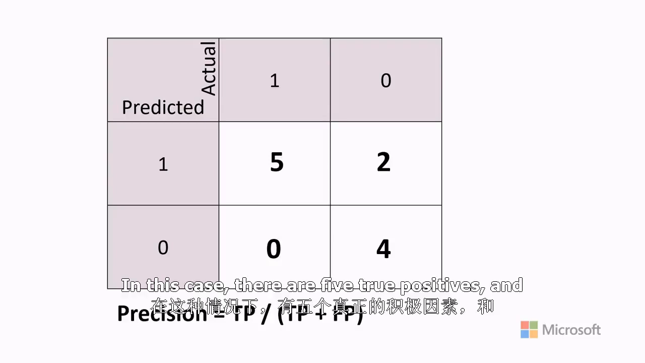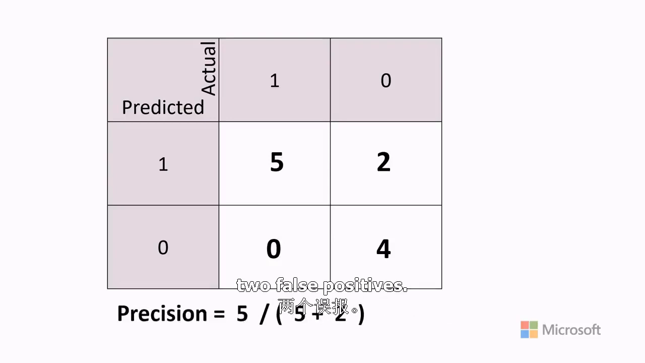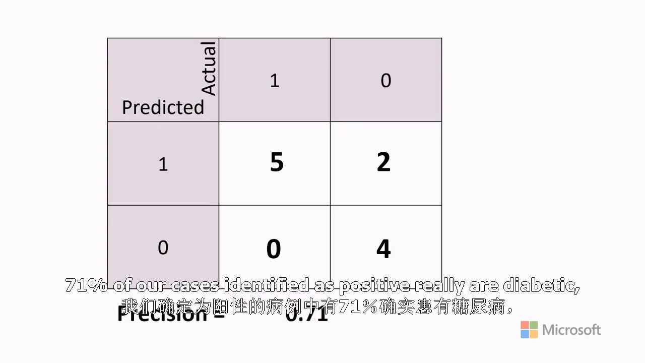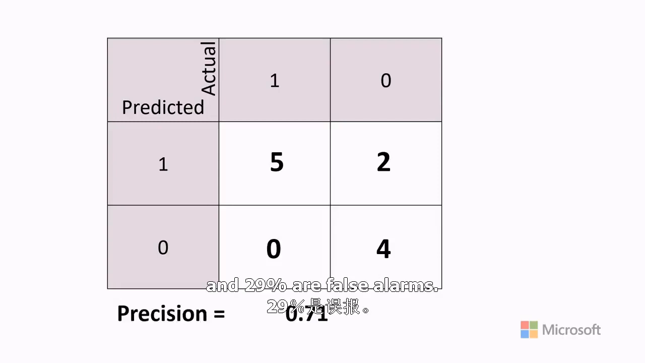In this case, there are 5 true positives and 2 false positives. So our precision is 5 out of 7, which is 0.71, or 71% of our cases identified as positive really are diabetic, and 29% are false alarms.